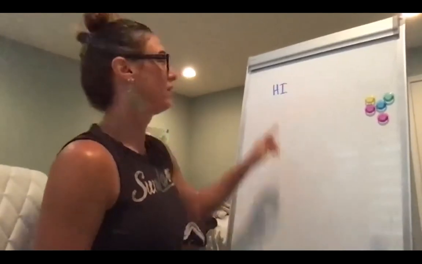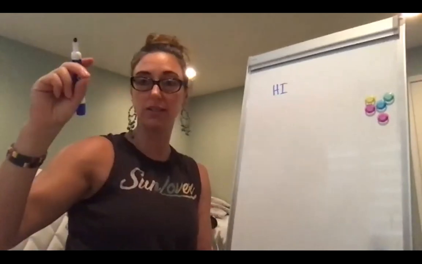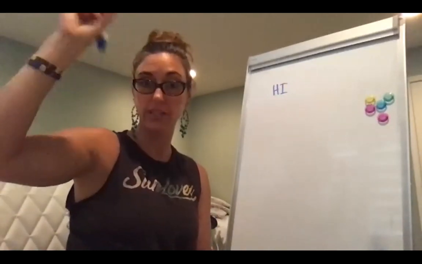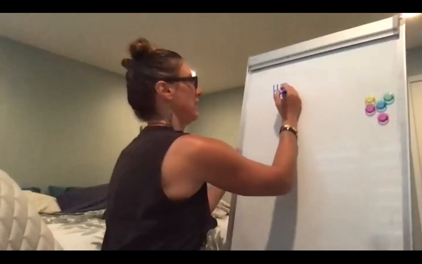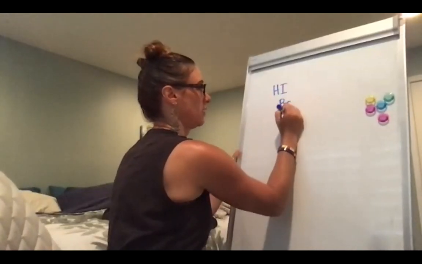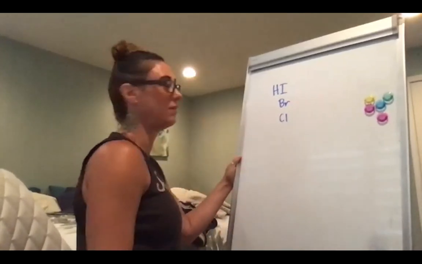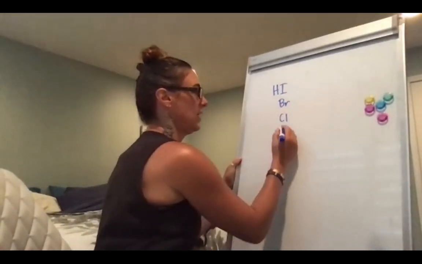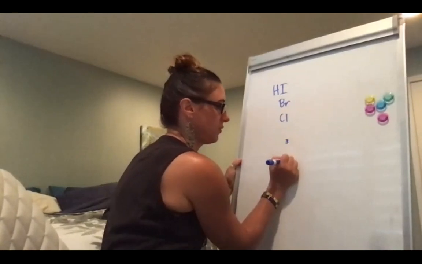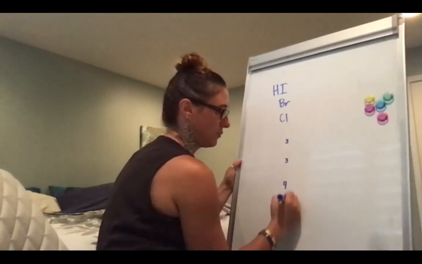And then from iodine, if you look at a periodic table and you go with the 2 halogens right above iodine, they are bromine and chlorine. So HI, and then 2 halogens right above iodine, bromine and chlorine. And then you put 2 subscripts of 3 and 2 subscripts of 4.